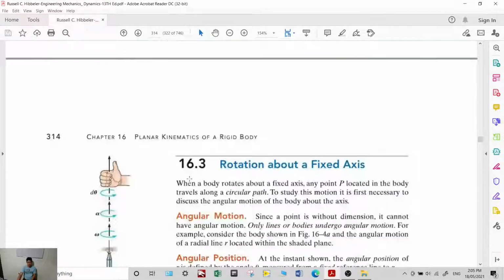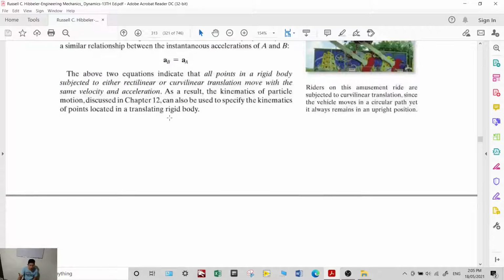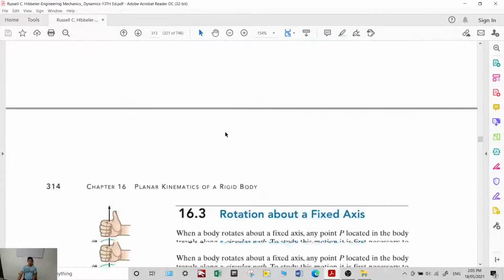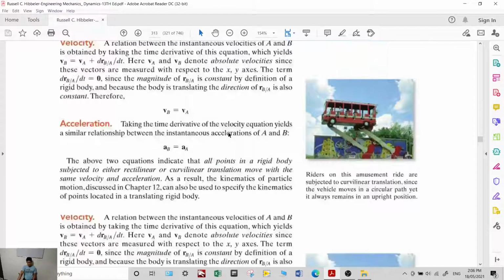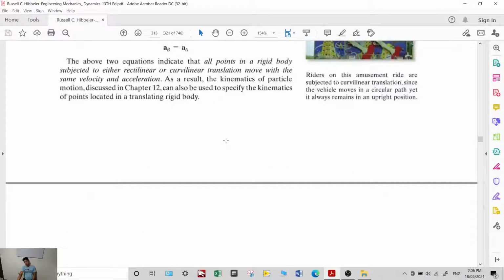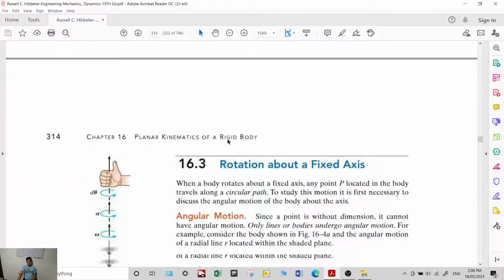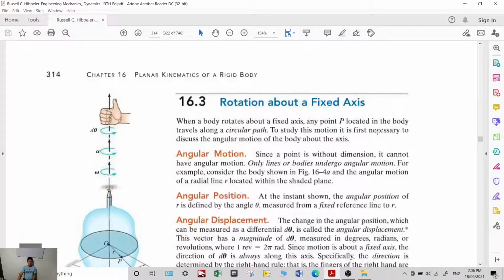Okay, so the kinematics of particle motion in chapter 12 can also be used to specify the kinematics of points located in a translating rigid body. Okay? Mapa-apply daw itong mga equation niya po. Let's proceed with the rotation about a fixed axis.